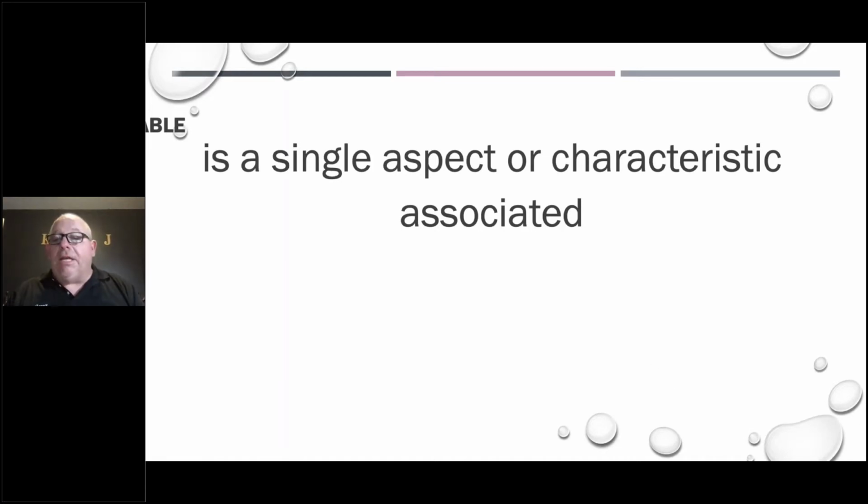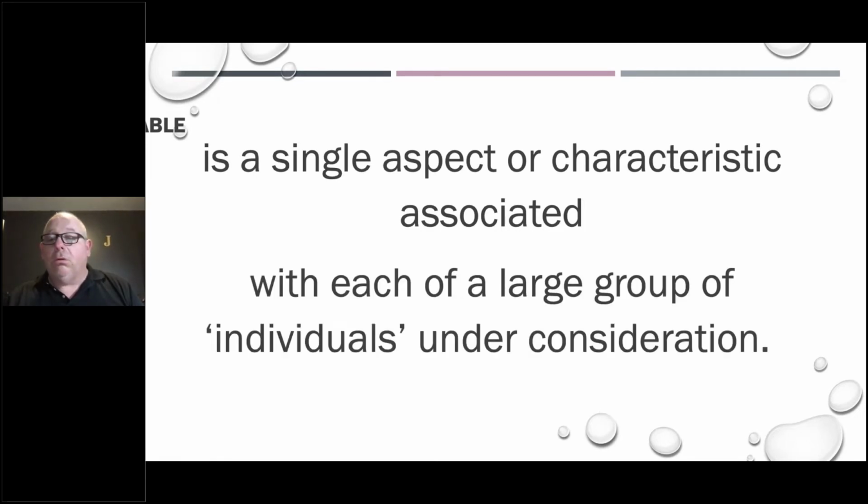Oh, a variable is a single aspect or characteristic associated with a large group of individuals under consideration. Okay, so a variable could be as simple as burnout of high school volleyball players. Okay, the burnout is a variable. The high school volleyball players is a variable. Okay, another thing would be depersonalization would be a variable.